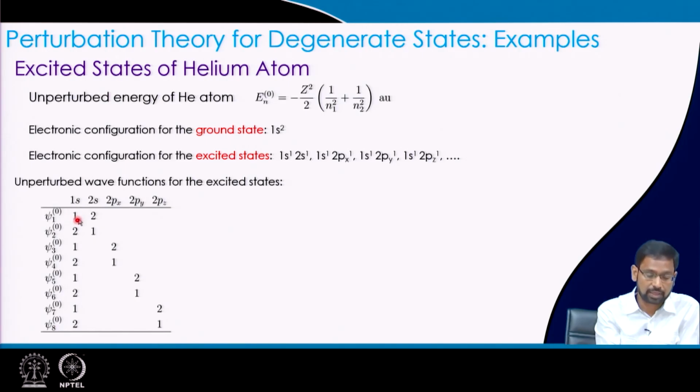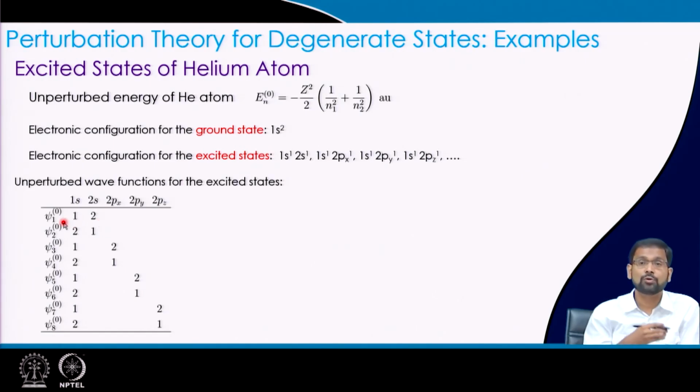For the time being, I am giving one electron to 1s and then putting the second electron in 2s. That way I can construct psi 1 0. So psi 1 0 is simply the product of the 1s function with a 2s function. I am going to use 1s and 2s orbitals of the hydrogen atom, because I am imagining the unperturbed system as 2 hydrogen-like systems.